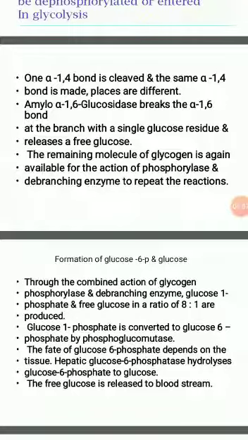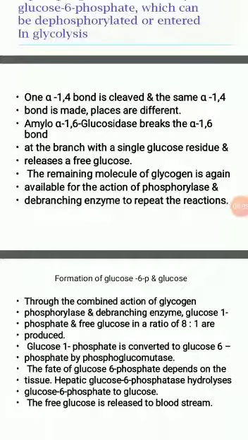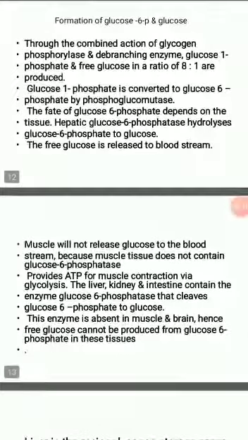That is hepatic glucose 6-phosphatase, which further hydrolyzes this glucose 6-phosphate molecule to a free glucose molecule. This glucose is released into the bloodstream. The muscle and the brain will not release glucose to the bloodstream because muscle tissue and brain tissue do not contain the enzyme glucose 6-phosphatase. So it can provide only ATP for muscle contraction via glycolysis.